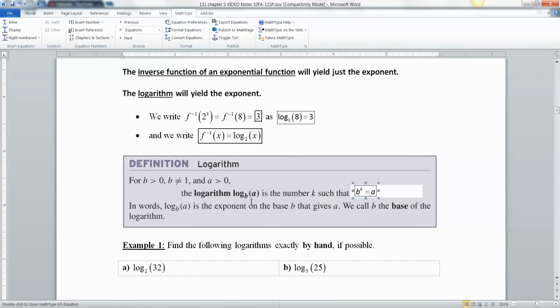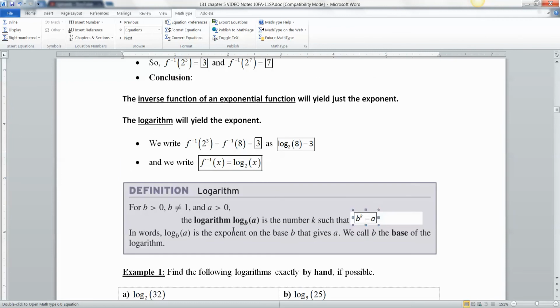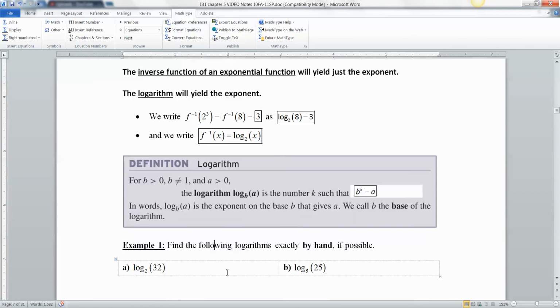I know it's kind of a scary word, but don't be intimidated by it. All it is is the inverse of an exponential. So they needed another name for it because it was no good to start writing inverse notation all over the place. So they needed another way to write it, and that's what logarithms are. They are the opposite of an exponential form. Right? So the log base b of a is the exponent on the base b that gives a. And remember, the base of your logarithm is that little number down there. It's the same as the base of your exponential.